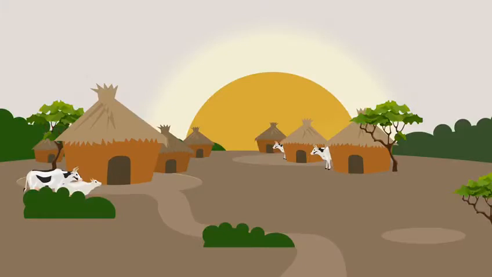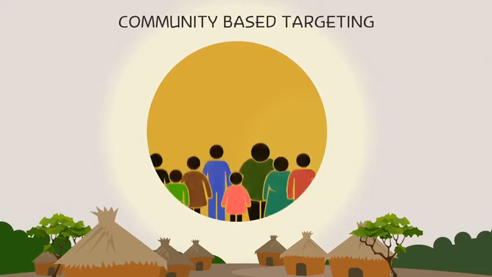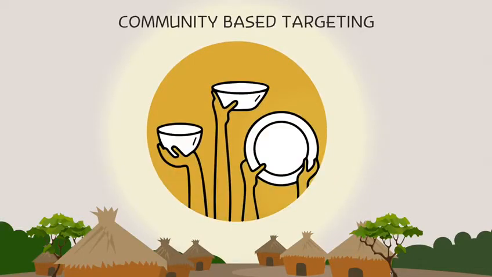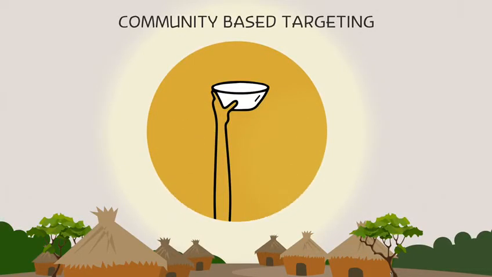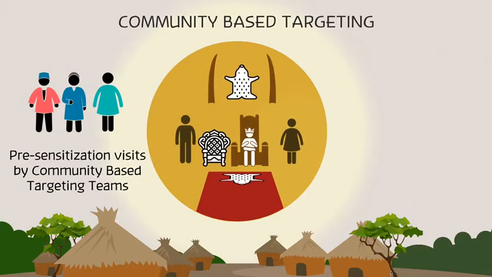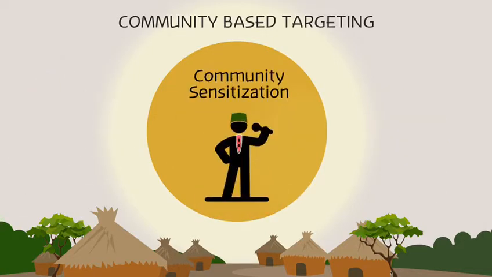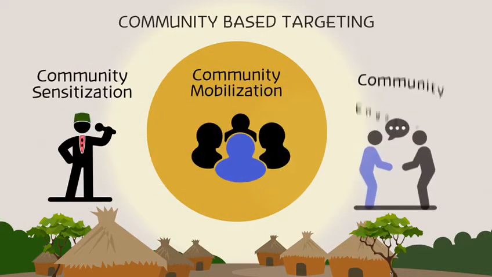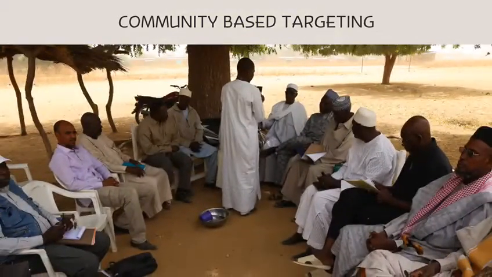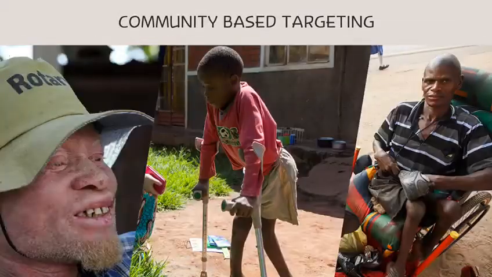The second stage in building the register is community-based targeting. This inclusive method allows community members to define what poverty means to them and identify the poorest amongst them. The process begins with pre-sensitization visits by community-based targeting teams to community leaders to inform them of the government's plan to build a register of the poor. It is followed by community sensitization, mobilization, and engagement. During community engagement, separate focus group discussions are held for men, women, youths, and, where applicable, minority groups.